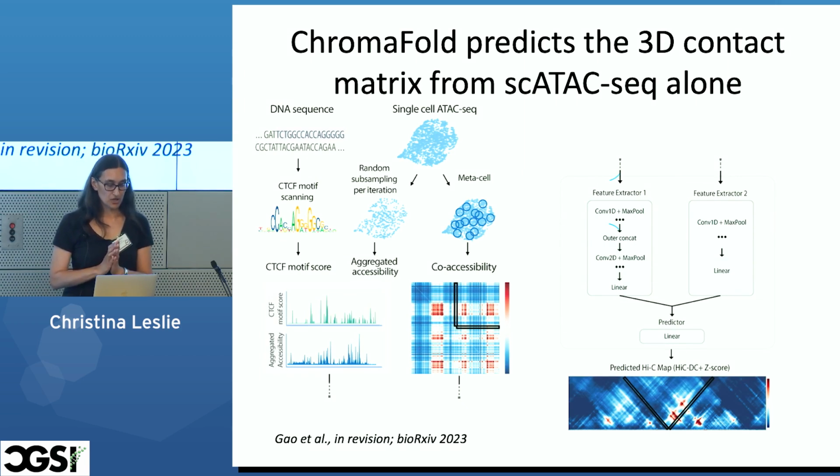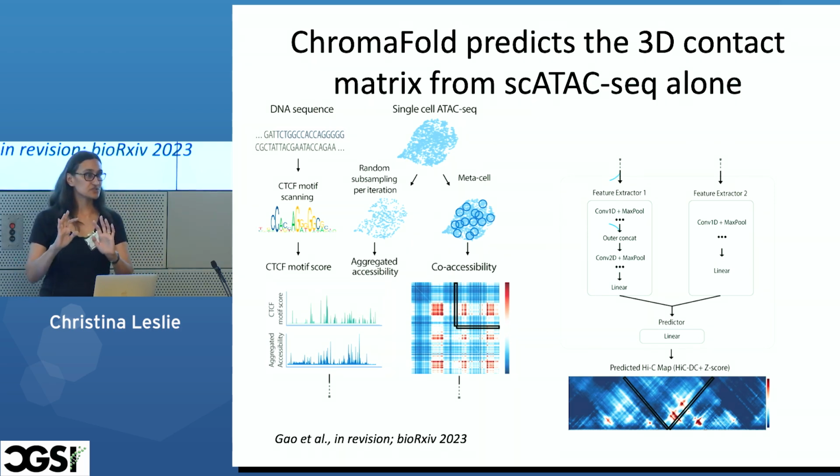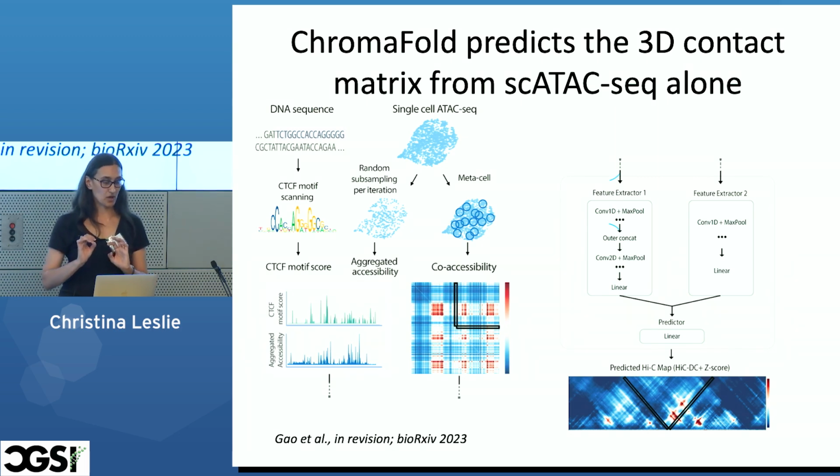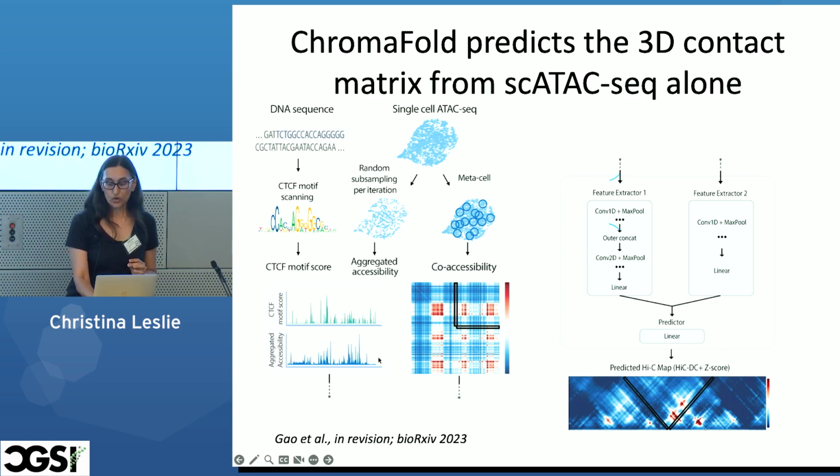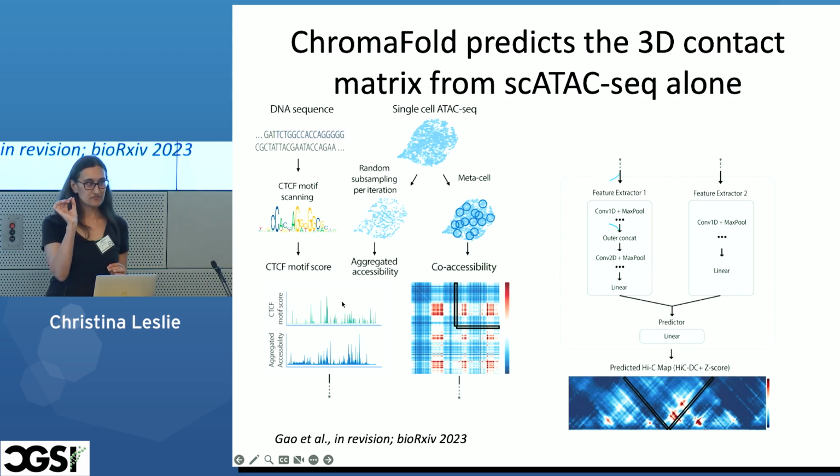So this is a model called ChromaFold. We're predicting the 3D contact matrix by supervising. It's a convolutional neural network, a fairly lightweight model. We use 3 sources of information. From the single cell ATAC, we get a pseudobulk signal. Okay, so that's here. We need a bit of sequence information.